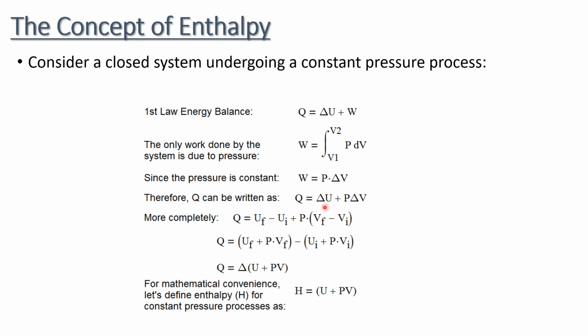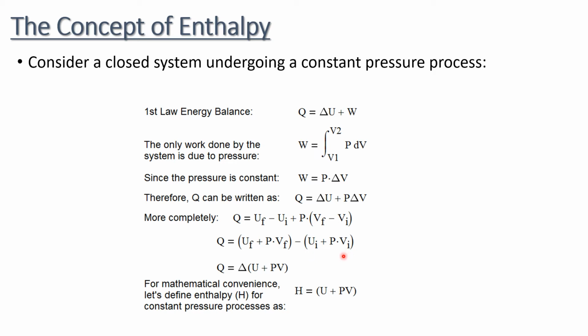Well, let's expand these terms of delta. So what is delta U? Well, it's just U at the final state minus U at the initial state. And P delta V is just P times the quantity, the volume at the final state minus the volume at the initial state. Let's rearrange and put all our final terms together and all of our initial terms together. And we get Q is U plus PV final minus U plus PV initial.